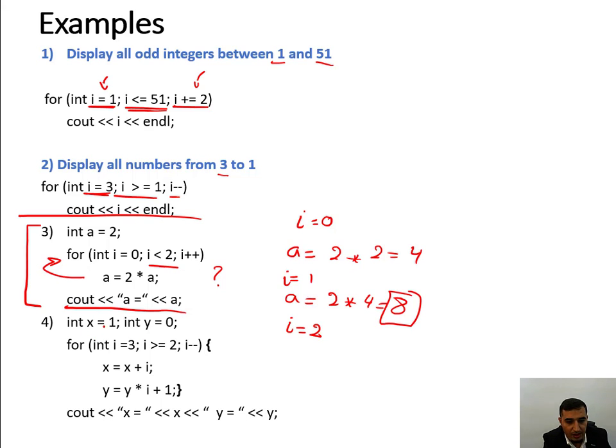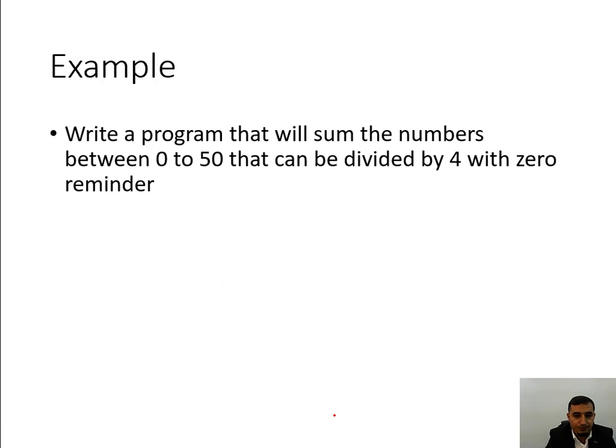Here's another example where integer I is equal to 3, I is greater than or equal to 2, I minus minus. So I need you to figure out what will be the output for this program over here.